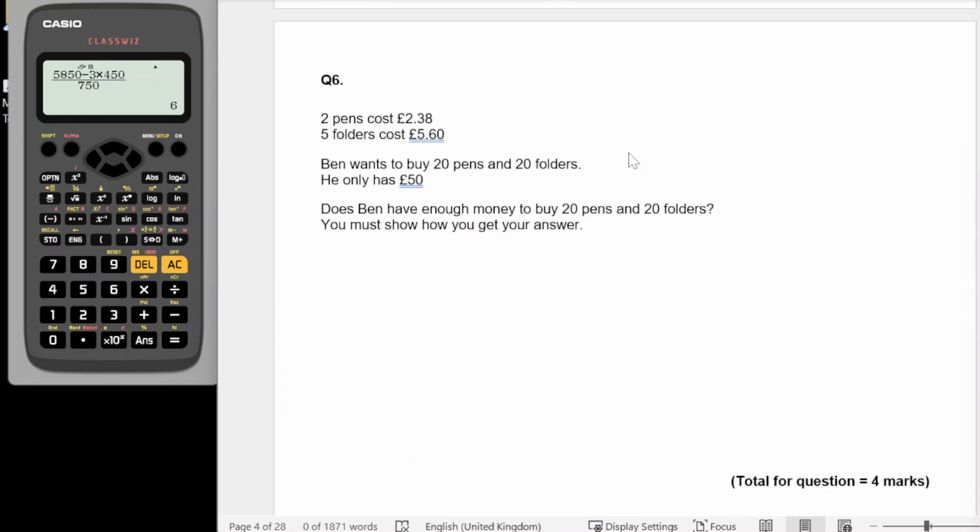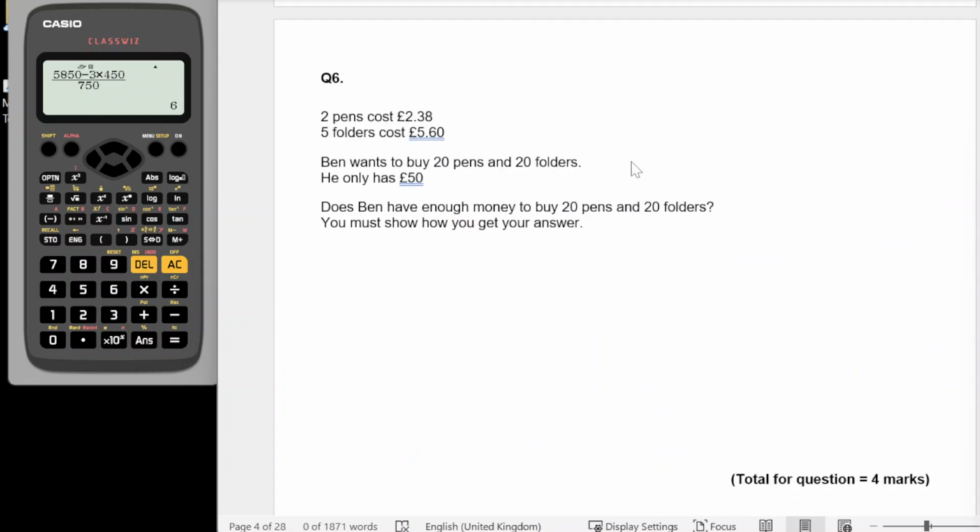So question 6. 2 pens cost £2.38. 5 pen folders cost £5.60. Ben wants to buy 20 pens and 20 folders. He only has £50. Does Ben have enough money to buy 20 pens and 20 folders? You must show how you got your answer.